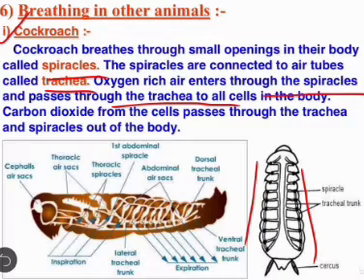Simply put, the air which enters through a spiracle into the trachea and then into the cell, which is inhaled air, is rich in oxygen. On the other hand, the air that comes from the cell to the trachea and then outside through the spiracle is rich in carbon dioxide because it is exhaled air. This is the diagrammatic representation of the respiratory system of cockroach.